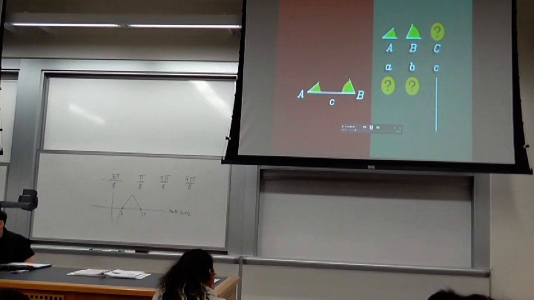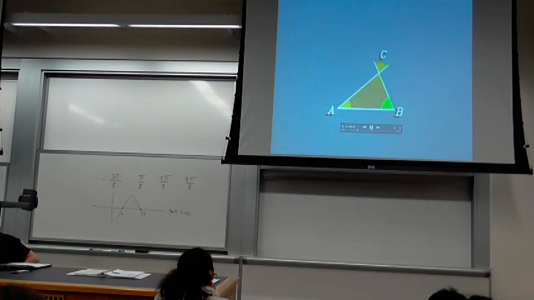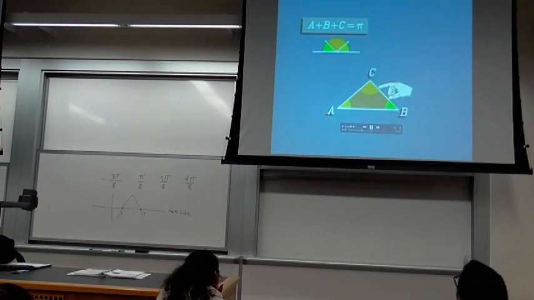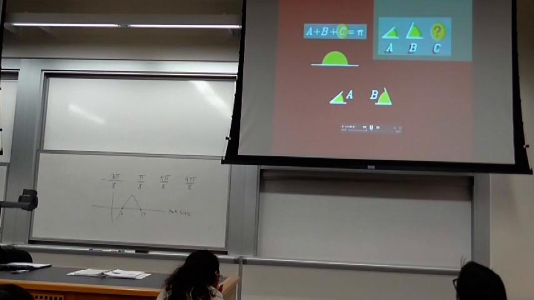To find all of the parts if only some of them are known. For example, in an earlier program, we learned that the sum of the angles in any triangle is a straight angle, or pi radians, no matter what shape the triangle has. Therefore, if you know two angles, you can calculate the third angle.